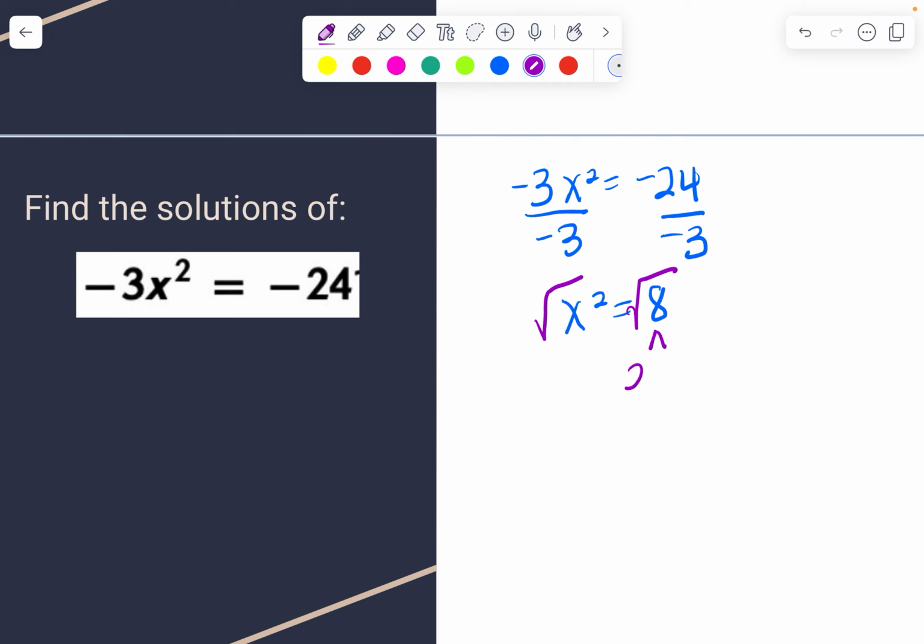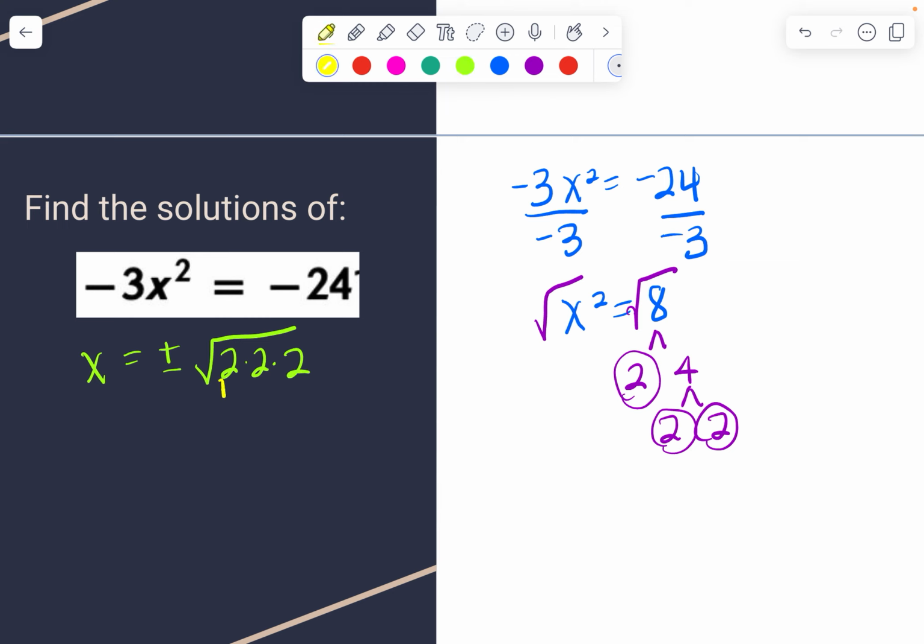So we have to split up 8. 8 is 2 and 4. 2 is prime. 4 is 2 and 2. So that means x, if we break down 8, 2 times 2 times 2. We have one pair of 2's we can bring out. So we have a 2 on the outside and a 2 on the inside.